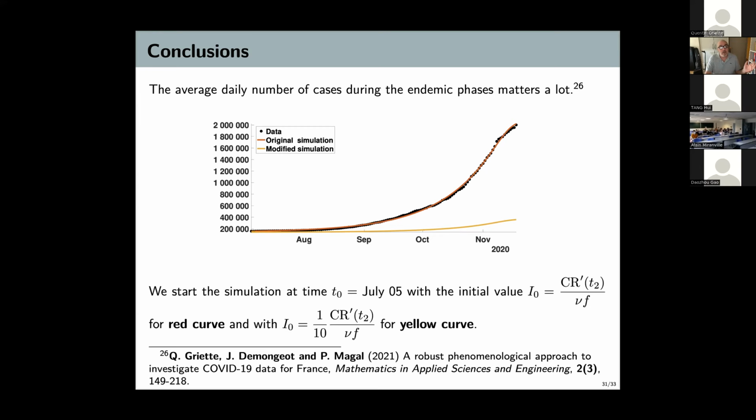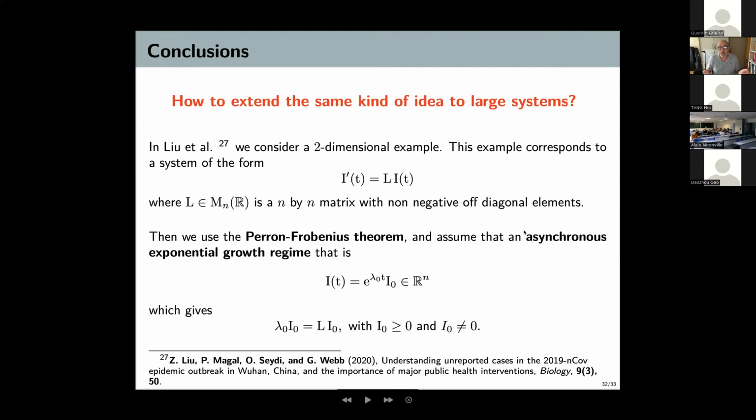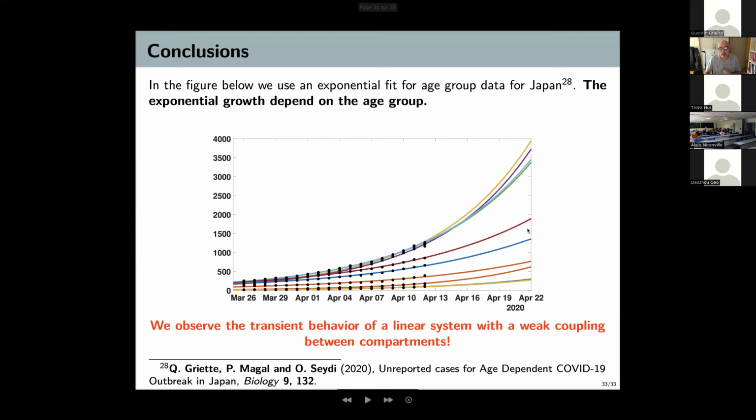And so the method to compute the initial value is very important. I also want to insist on the fact that the common idea in population dynamics is to look at the first eigenvalue. Like in the previous talk, people look at the first eigenvalue, and that's a good idea as long as the asynchronous exponential growth regime is installed. But as we can see here, in the data for Japan at the early beginning, depending on the age group, you get different exponential growth for the age classes.